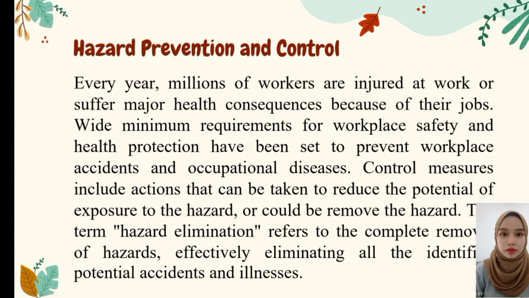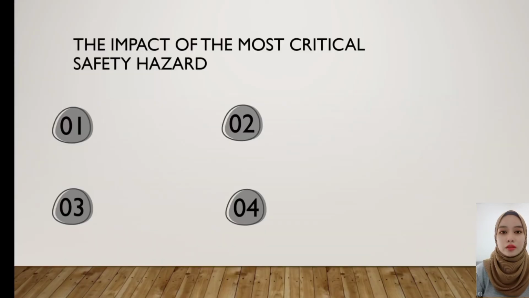Today I would like to talk about hazard prevention and control. Every year, millions of workers are injured at work or suffer major health consequences because of their jobs. Minimum requirements for workplace safety and health protection have been set to prevent workplace accidents and occupational diseases. Control measures include actions that can be taken to reduce the potential of exposure to the hazard or remove the hazard.